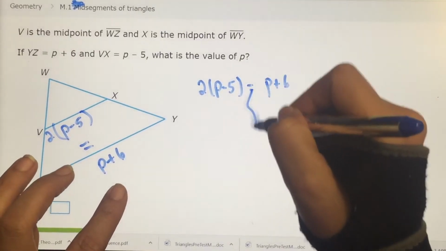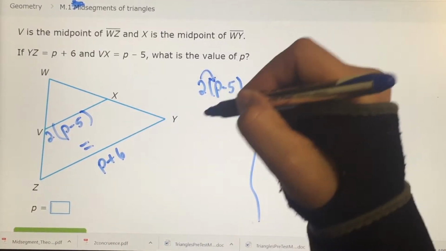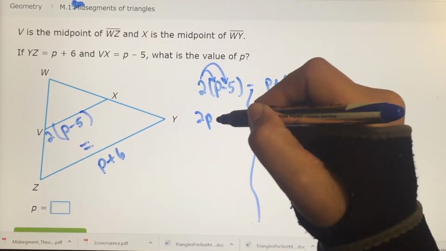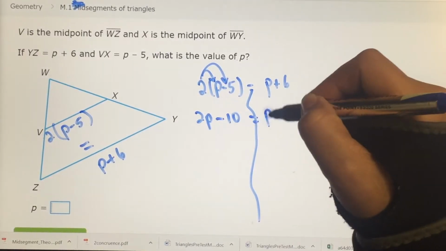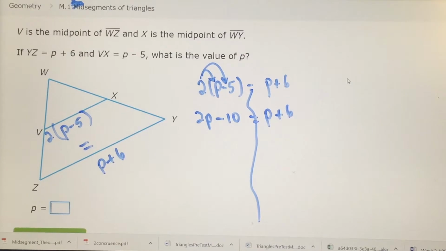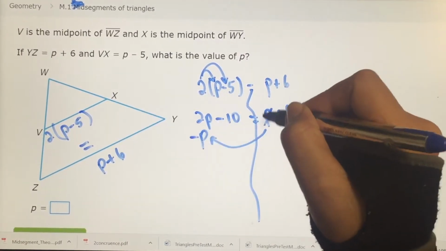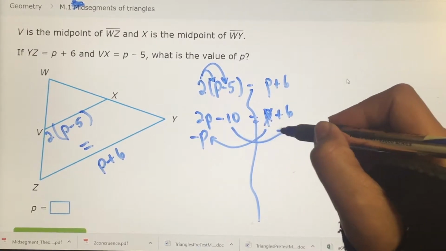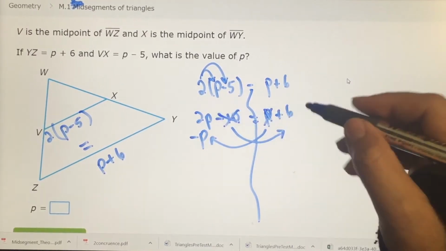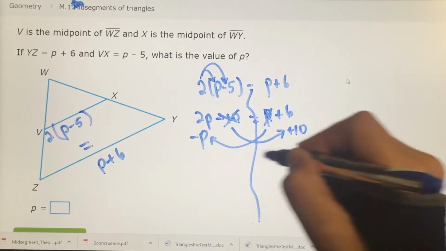All right, go ahead and draw my river. Let's get in the house. So it's going to be 2P minus 10 equals P plus 6. All right, what do you want to move? Let me move this to that side. So what's that going to become? Negative P. That goes away. And then I'm going to move this to this side. What does that become? Positive 10.